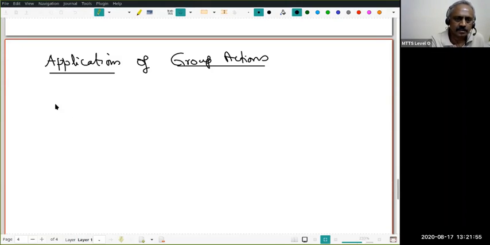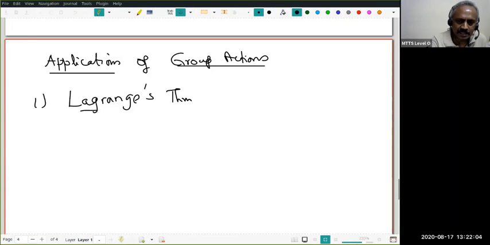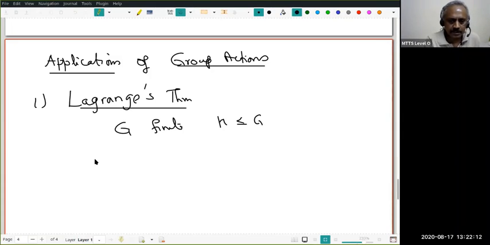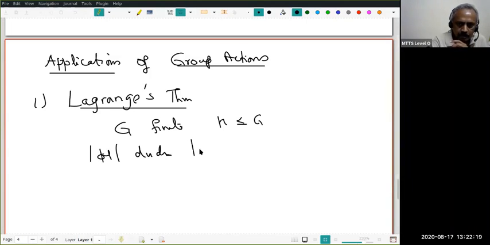So the first thing is Lagrange's theorem. You would already know a proof, but let's try to understand this. We know G is a finite group and H is a subgroup of G. Then we want to say the order of H divides the order of G.